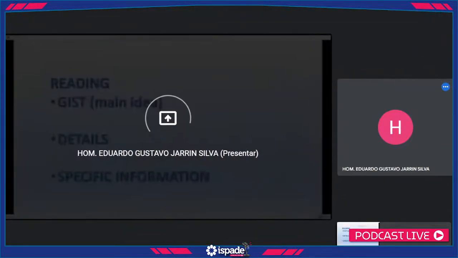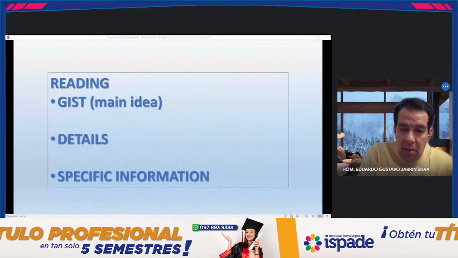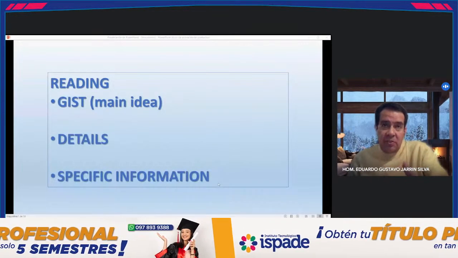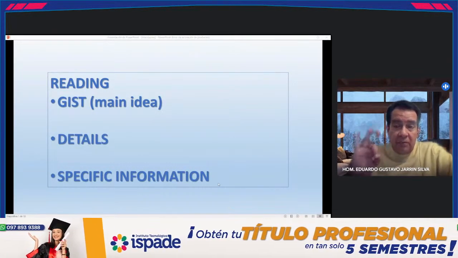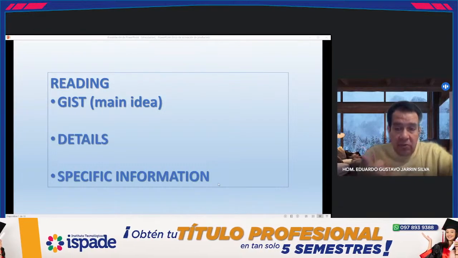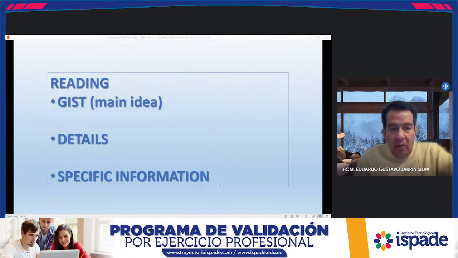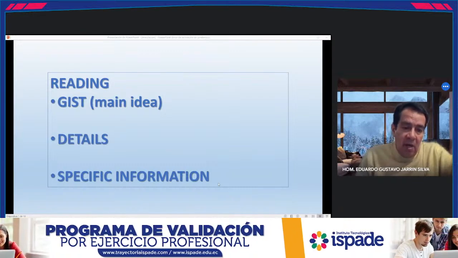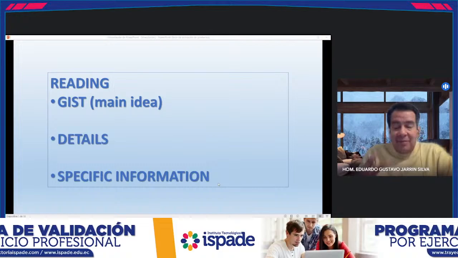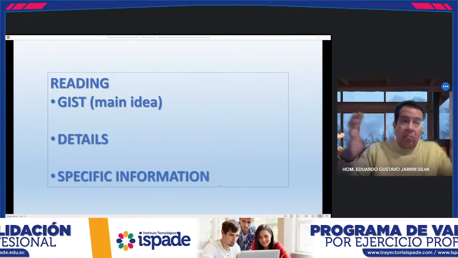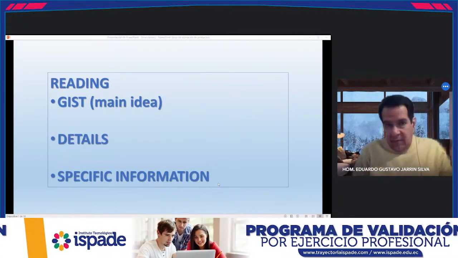And there are three things which we have to understand in order to complete the answers or to answer effectively if you want. When we talk about reading, there are three things which have to be covered. One is gist, which means main idea. We have reading for gist, obviously, reading for details, and reading for specific information. These are the three things which are covered in all the tasks involving reading.